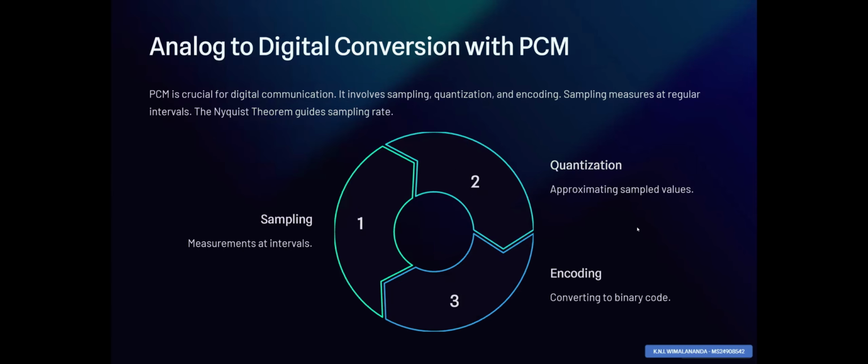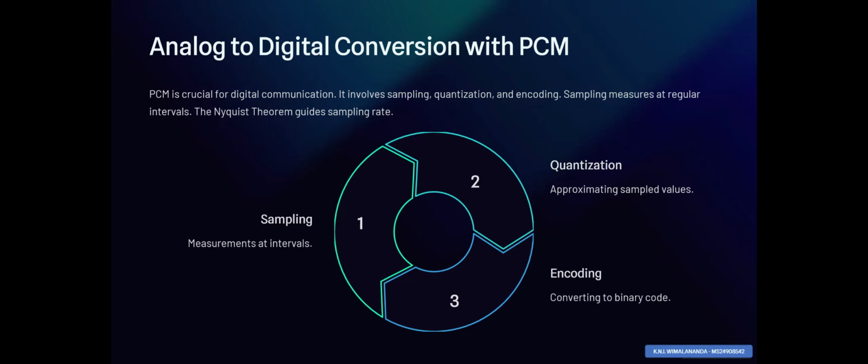And let's move on to the analog to digital conversion with PCM. So, converting analog signals to a digital format is crucial for modern communications. So, the process known as pulse code modulation, which is known as PCM, involves 3 steps. So the first one is the sampling.